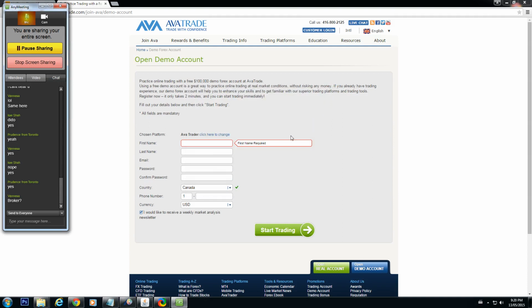AvaTrade is the brokerage company. You do have to go through some sort of institute to make your trades. So when you make a trade, they take a certain amount of pips to begin with. Hopefully everybody knows what a pip is by now. It doesn't hurt. You can look at the weekly analysis. If you can understand it, it helps out.